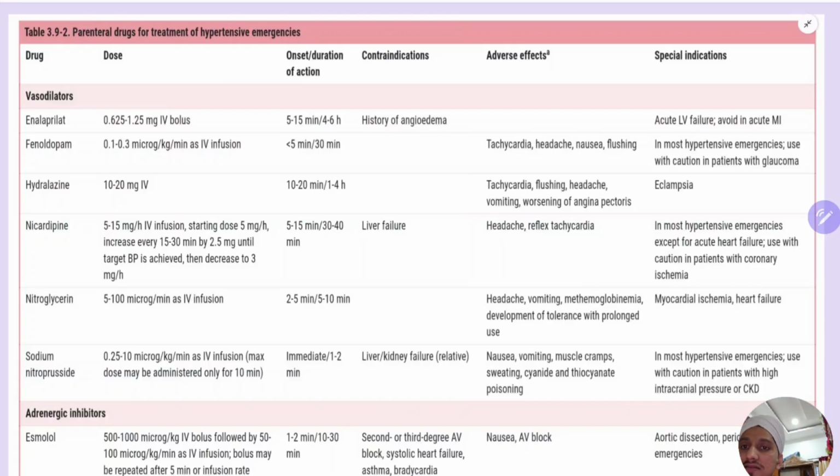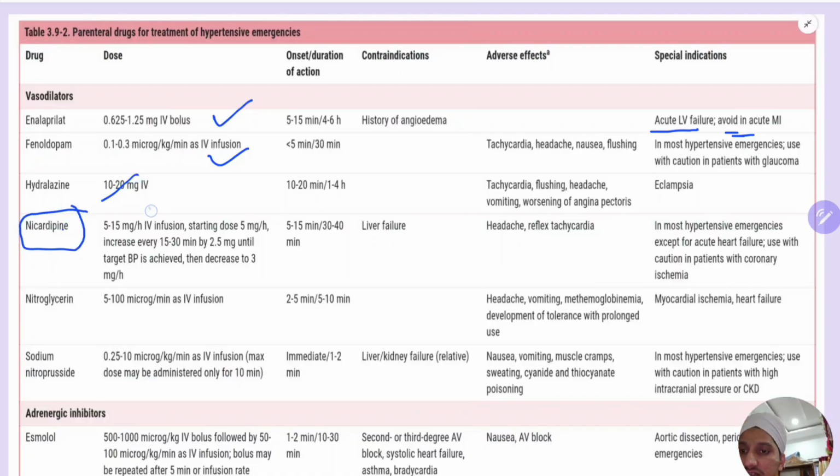So other antihypertensive drugs which can be used are vasodilators like enalapril. This is the IV form. The oral form is enalapril, an ACE inhibitor. That is a prodrug actually. So this is the active form of the drug, enalaprilat. It can be used in acute LV failure, and it should be avoided in acute myocardial infarction. You can use hydralazine. So this is one important drug which we use. Let us discuss this in detail.